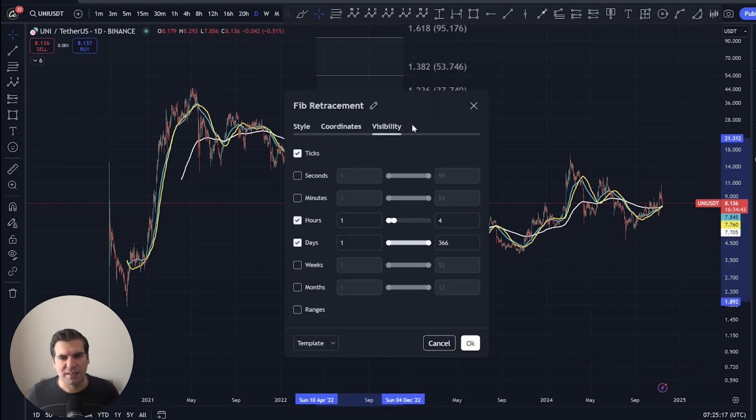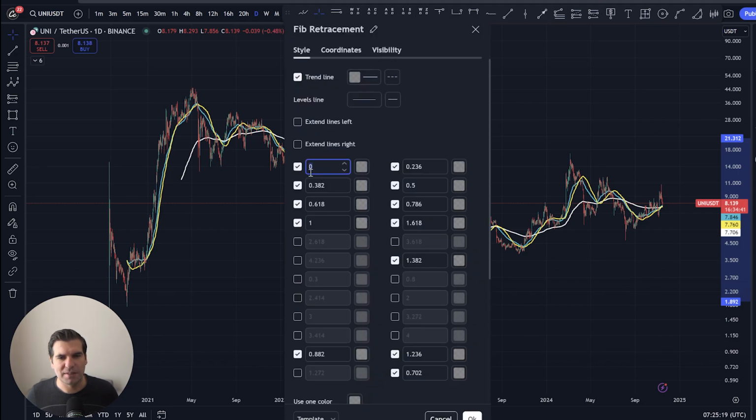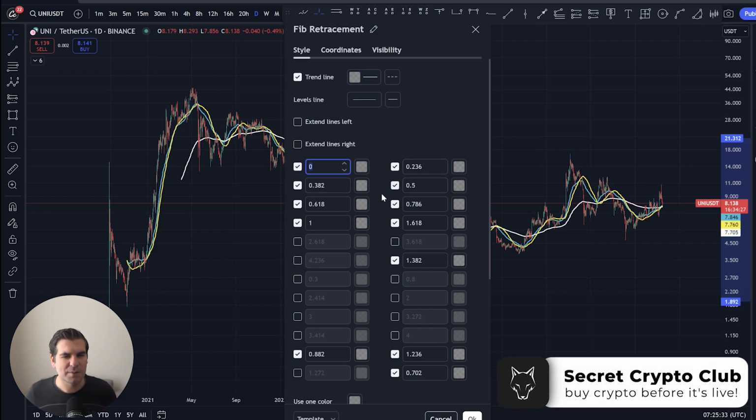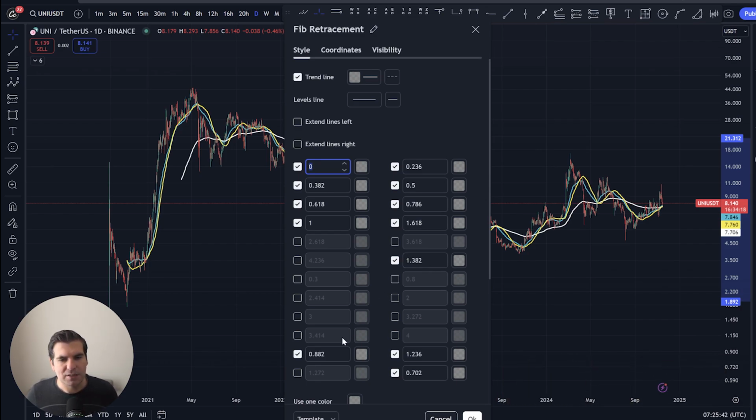If we go into the settings here and come over to my style tab, you can see the numbers that I'm going to be using. 0 and 1 are basically the measurements of 0% all the way up to 100%. And then in the middle, you have 0.236, 0.382, and 0.5, which isn't technically a Fibonacci sequencing, but it's an important level nonetheless. 0.618, 0.786, and then we've got some extensions: 1.618, 1.382, 1.236.